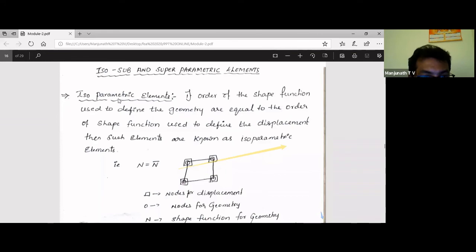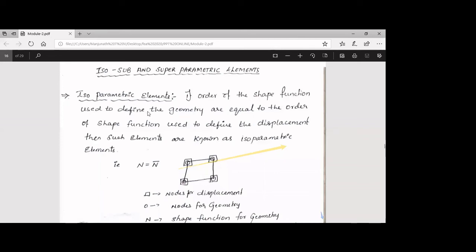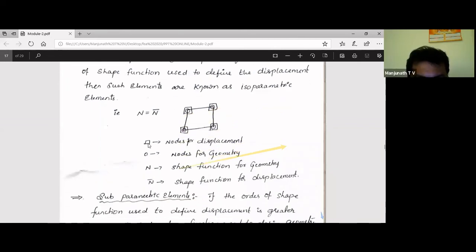What is the isoparametric element? The isoparametric element is nothing but if the order of the shape function used to define the geometry... Now see here, you can see the rectangular shape, which is nodes for the displacement, and the circle, which is nodes for the geometry. Similarly, N is the shape functions to define the geometry, and N dash is the shape functions to define the displacement.